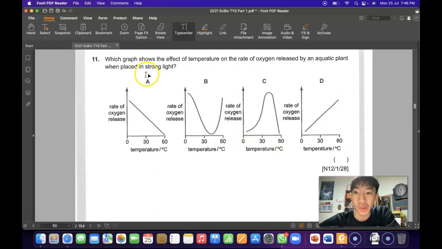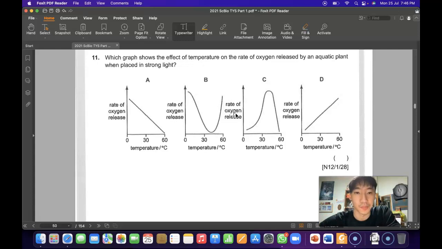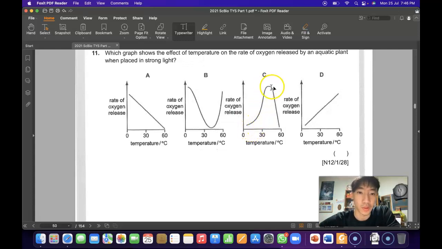Question 11. Which graph shows the effect of temperature on the rate of oxygen released by an aquatic plant when placed in strong light? Okay, so rate of oxygen is almost the same as saying rate of photosynthesis, right? Because it's just another way of calculating it. So we should see a graph that looks very similar to our enzyme graph. Remember, we were talking about heat, and so C is the answer. There's an optimum temperature for the photosynthetic enzymes, right? And of course, when it goes above the optimum temperature, it starts to denature until there's no more photosynthesis.